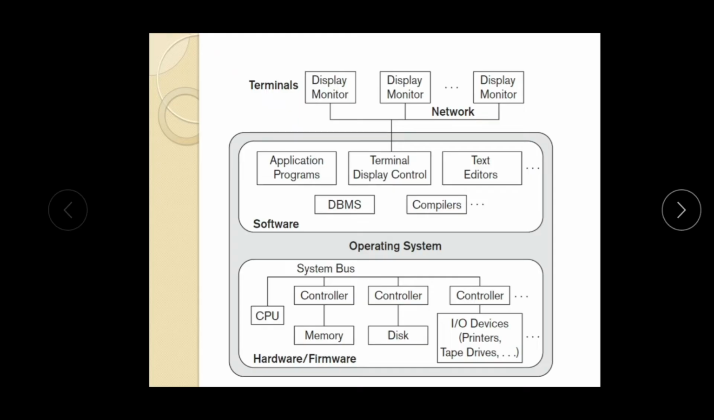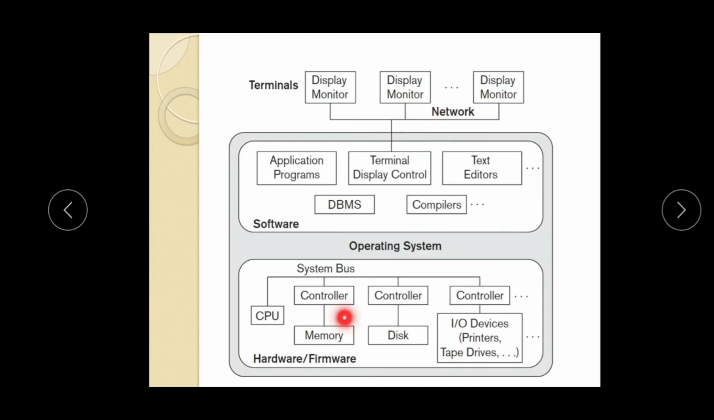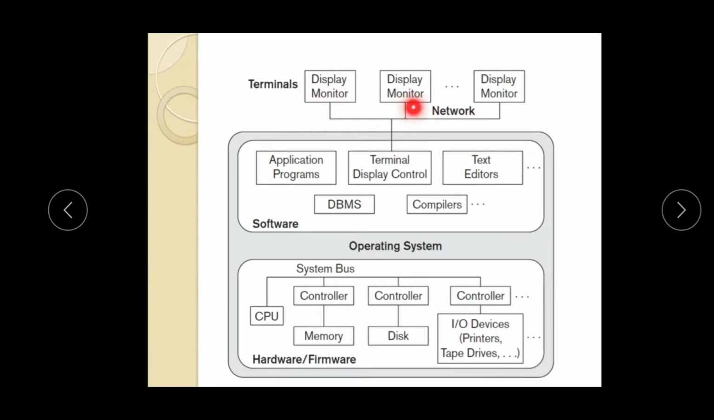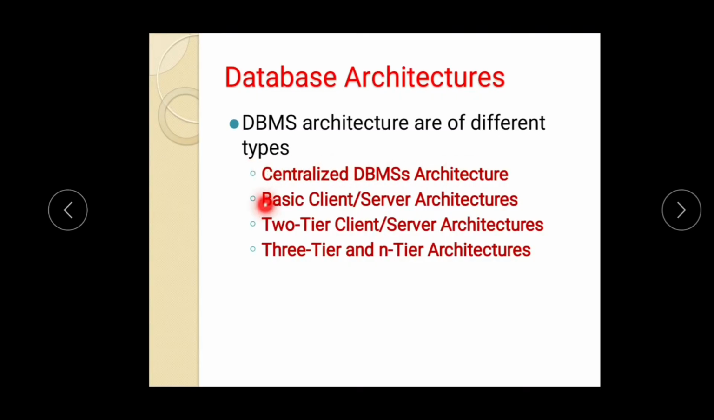So this is a much more sophisticated figure than the previous one. That one was a simple figure. A much more complicated figure is this. It is showing the details of the centralized database. It contains various types of software and also hardware, and this system is connected to various display terminals or systems. So this is called a centralized database system, the centralized DBMS architecture. Next is basic client server architecture.